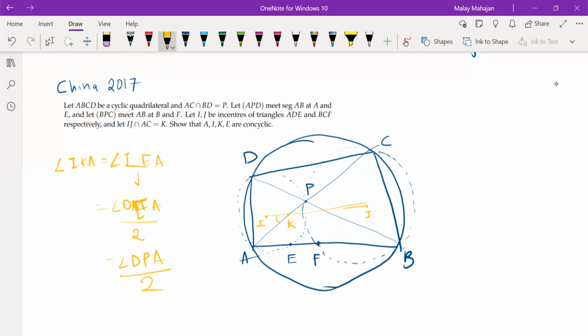So this motivates us to construct the angle bisector of DPA. And now we want to show that this line L, the angle bisector of DPA, is parallel to IJ. Then we can remove K from the figure now.